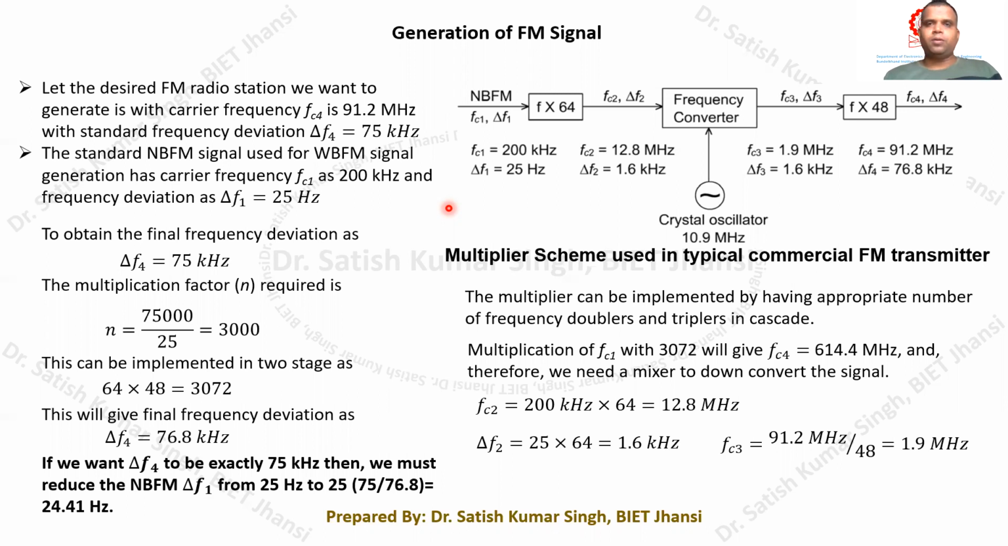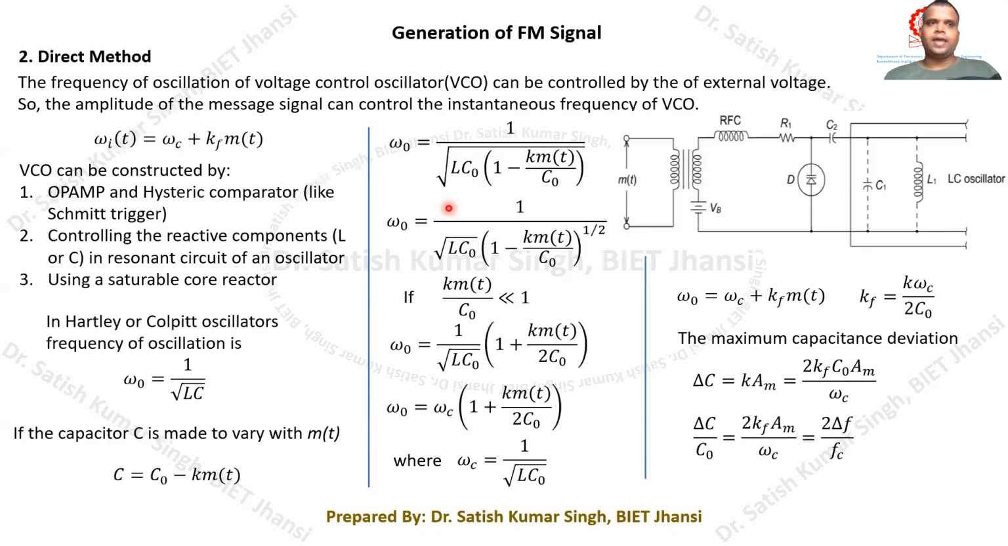If we talk about the direct method of generation of the FM signal, it is a fairly straightforward and simple method. Just try to look at this circuit. In the direct method, generally we talk about voltage controlled oscillators. We have certain oscillators, and the circuitry is made in such a way that its oscillation frequency can be controlled by an external voltage.